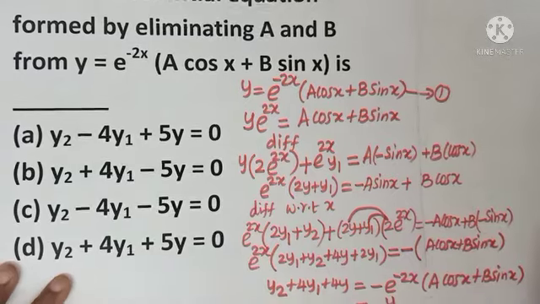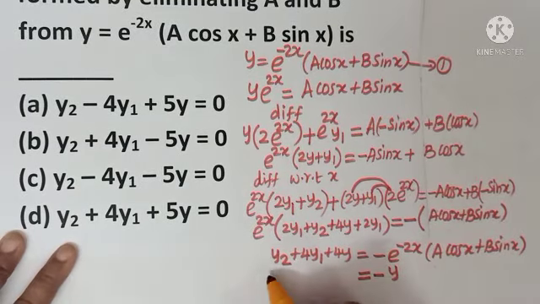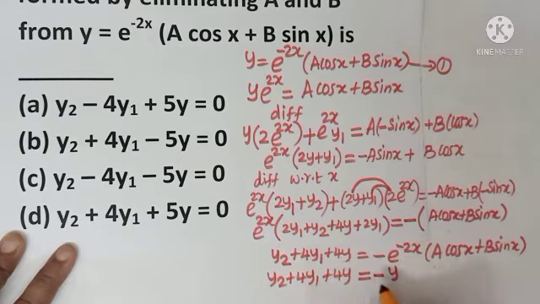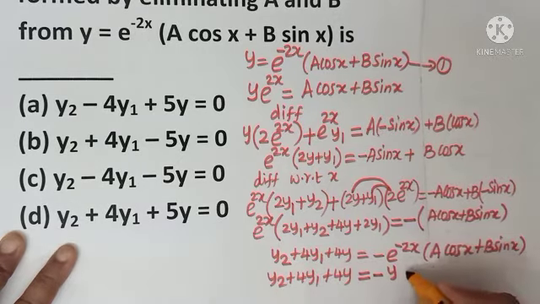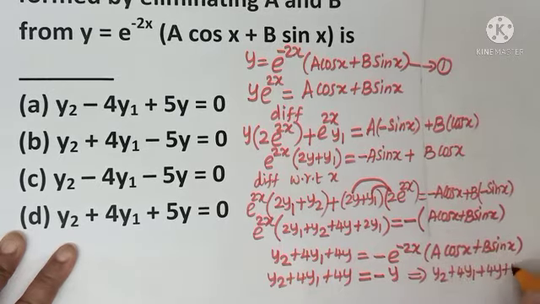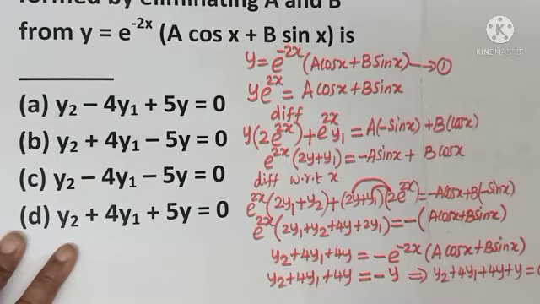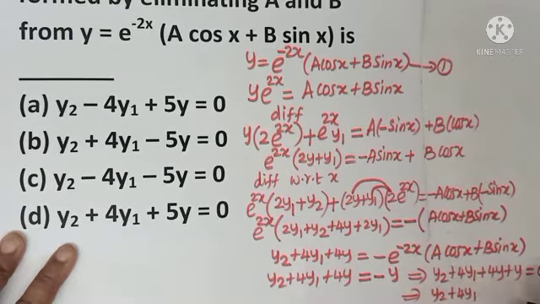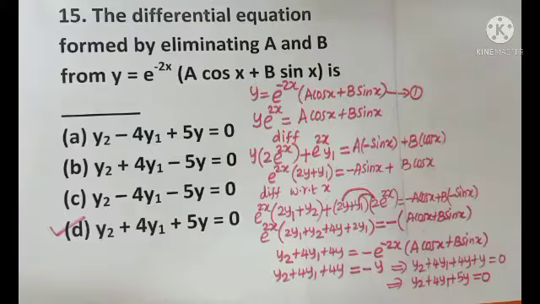As I simplify, I get y2 plus 4y1 plus 4y equal to minus y, or bringing this y to the left, y2 plus 4y1 plus 4y plus y equal to 0. Or in other words, we get y2 plus 4y1 plus 5y equal to 0. So the right choice is D.